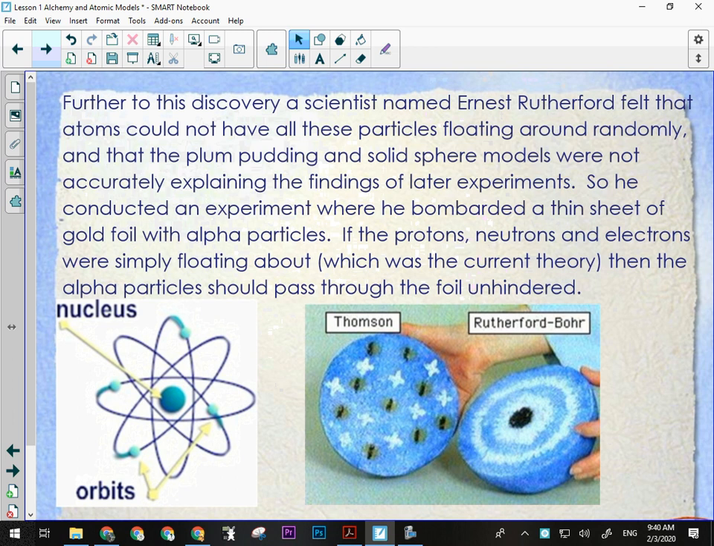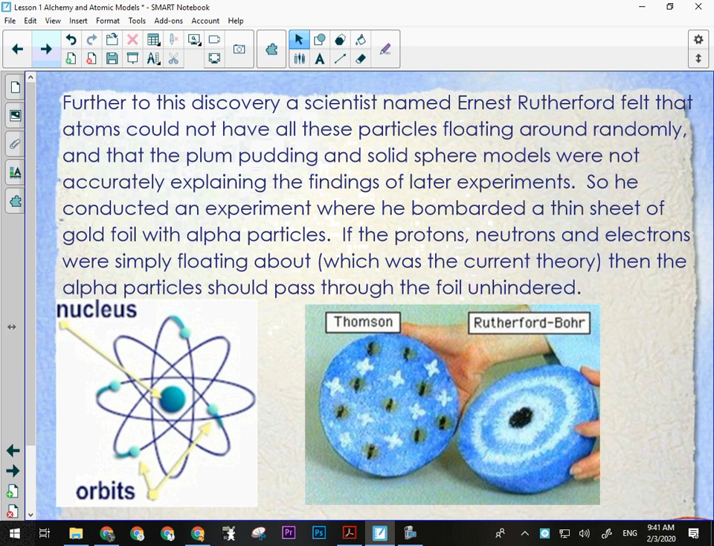Okay, so just like tinfoil, but made out of gold. It was going to be really, really thin, so it would feel like a Kleenex almost, but made out of gold. And he was going to shoot alpha particles at it, like an X-ray machine, essentially. So this X-ray machine was going to shoot particles at the gold foil.